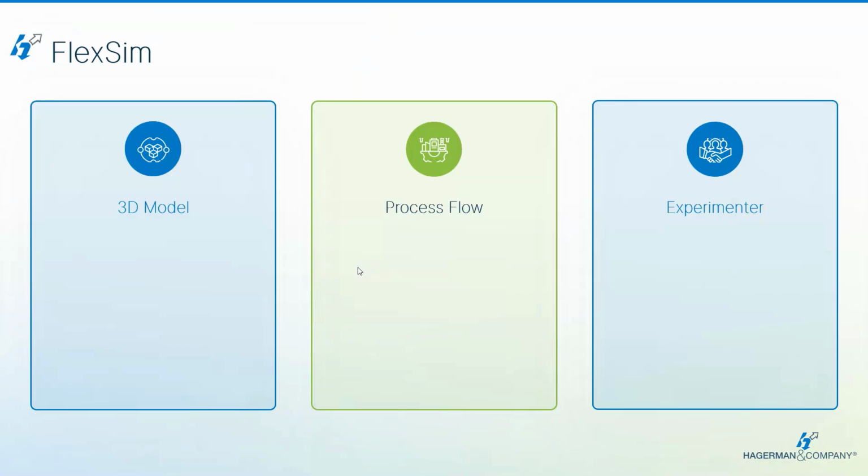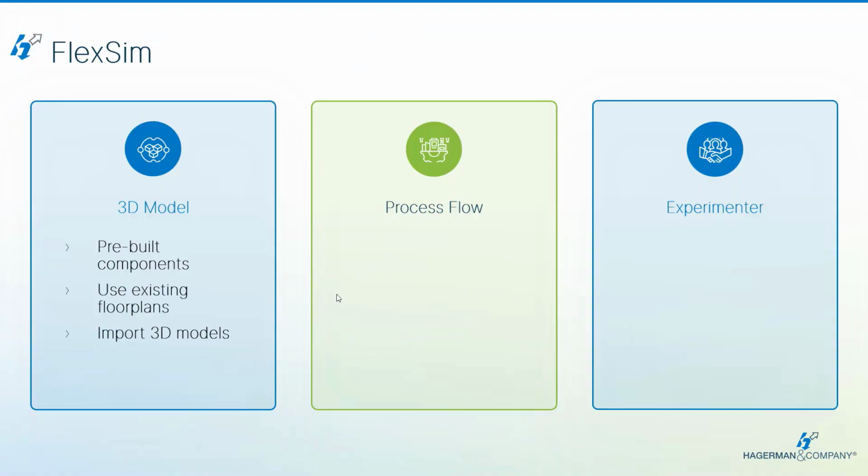FlexSim itself, you can take a look at it in 3 general categories: 3D model, process flow, and experimenter. So the 3D model, I can build a model from existing pre-built components. I've got a library of existing things that I can bring into my model, put them where I want them to be, and connect them together. As far as putting them where I want them to be, I could bring in an AutoCAD floor plan. Maybe you already have one for your existing facility, and use that to locate where I want the various pieces to be.